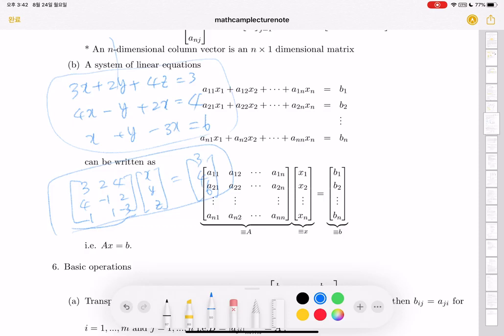Often we are going to use a boldface capital letter to denote a matrix. So in this case, let's call this A, and we are going to use lowercase letters to denote the vectors. So let's call this x and this b. So we may write the same system of equations as Ax equals b. Okay.